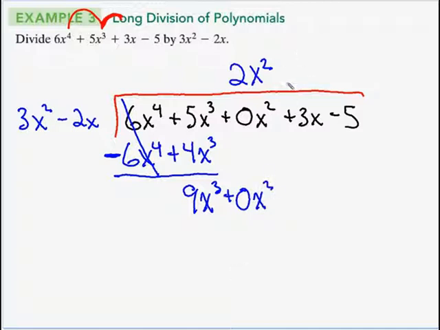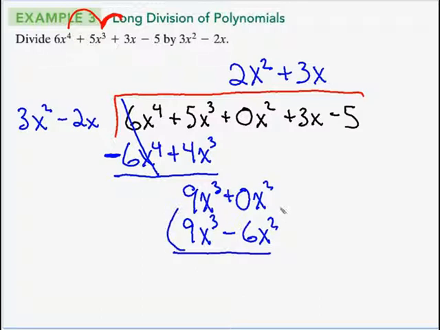Okay, we need something up here times 3x squared is going to equal 9x cubed. Well, what times 3 is 9? It's got to be a 3. What times x squared is x cubed? It's got to be an x. Multiply. 3x times 3x squared is a 9x cubed, and that better work every time because that's how we set it up. And then we have a 3x times a minus 2x is minus 6x squared.